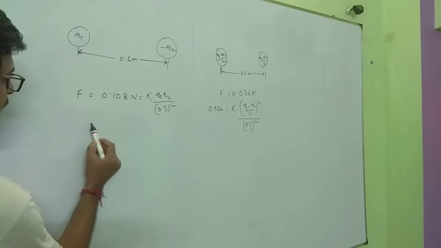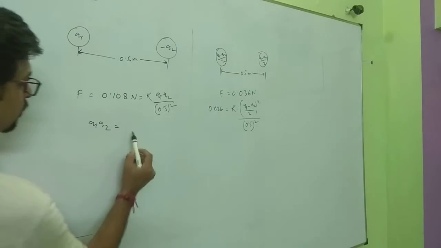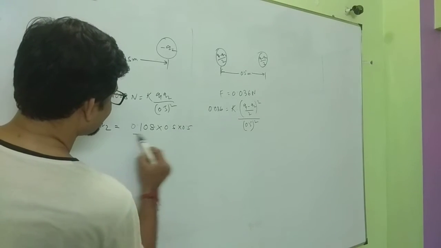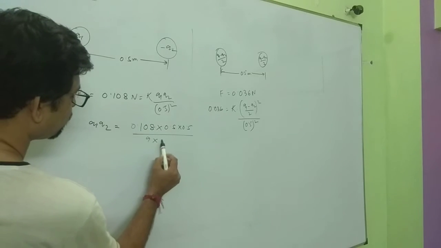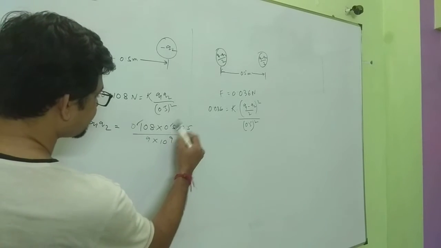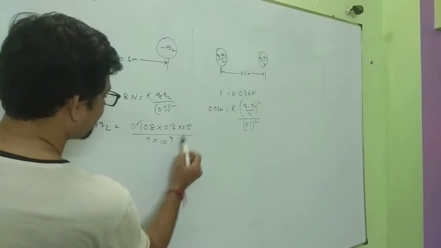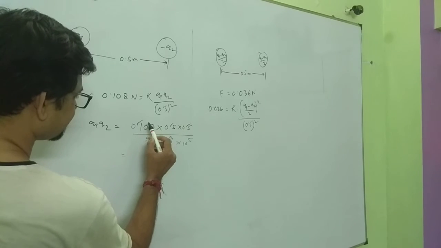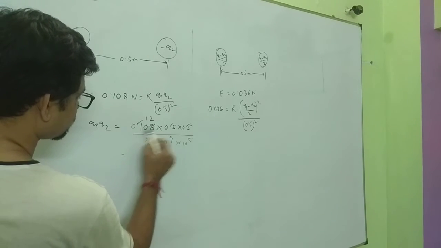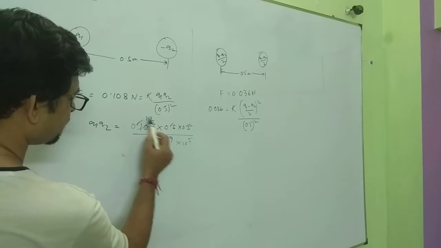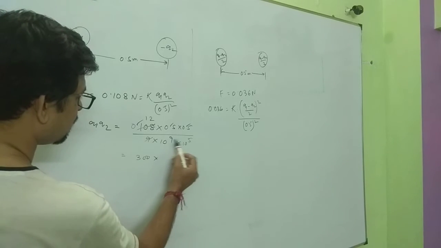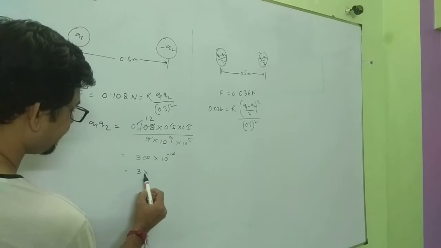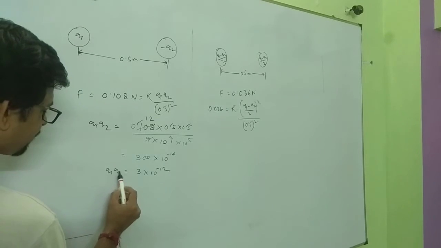See what we can write. We can write q1 q2 will be equal to 0.108 into 0.5 into 0.5 divided by k. K means 9 into 10 to the power 9. So if you remove this point and this point, that is 1, 2, 3, 4, 5, 10 to the power 5 will be there. So it will be 9 into 12, that means 300 into 10 to the power minus 14, so it will be 3 into 10 to the power minus 12. That is the value of q1 q2.